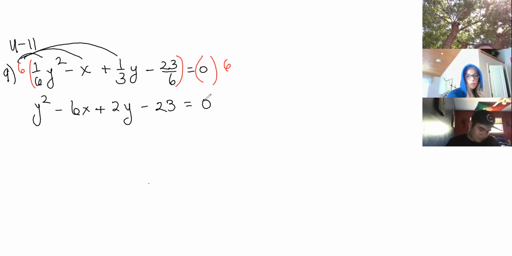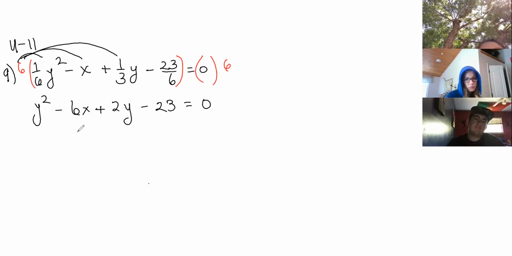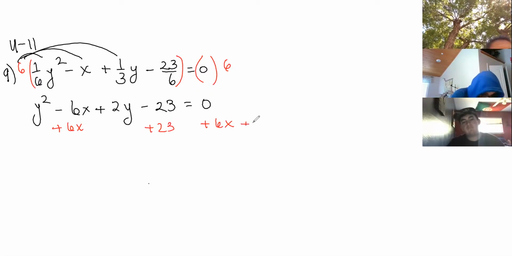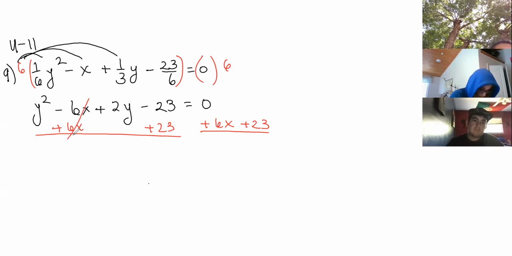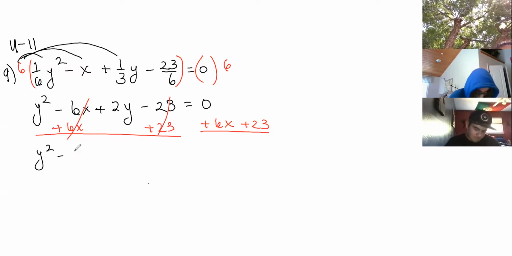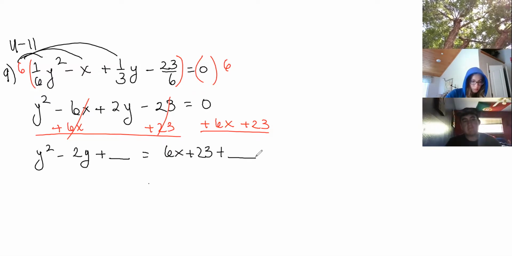Okay, now the way you complete the square when it's only one variable being squared is you get what's being squared, the y, by itself and everything else to the other side. So I'm going to add over the 6x because there's no square on that, and I'm going to add over the 23 because it's just kind of in the way. And I'm going to leave the y squared and the 2y by itself. y squared minus 2y plus blank equals 6x plus 23 plus blank. And I'm able to put the plus blank because there's no leading coefficient that I need to factor out.